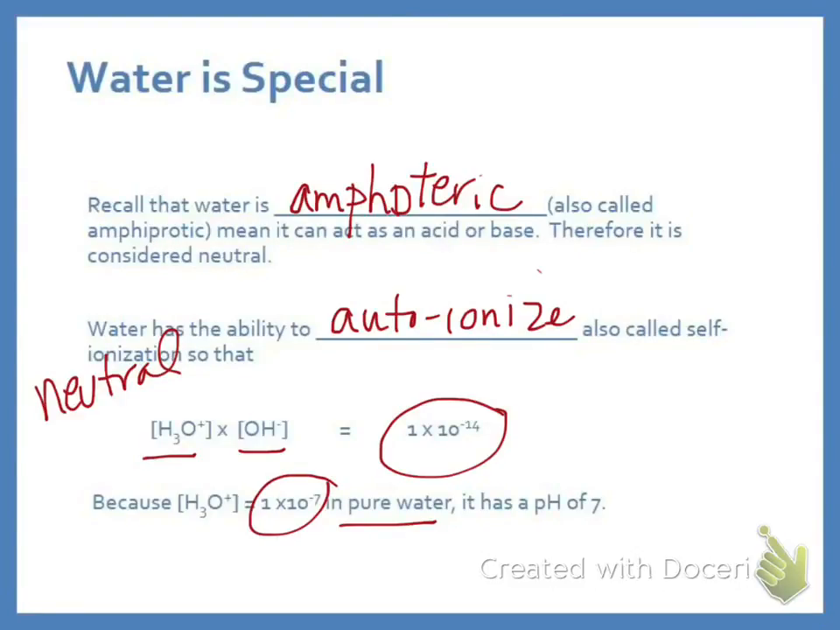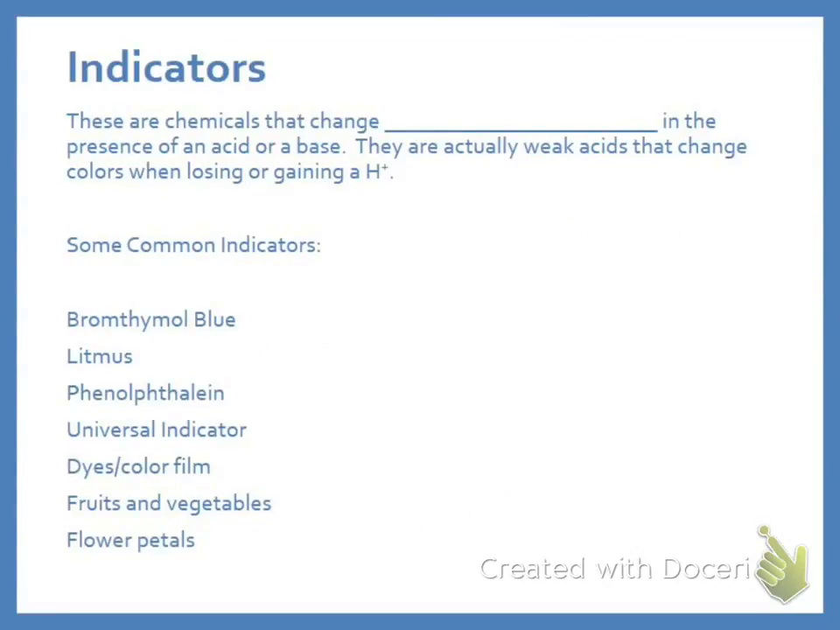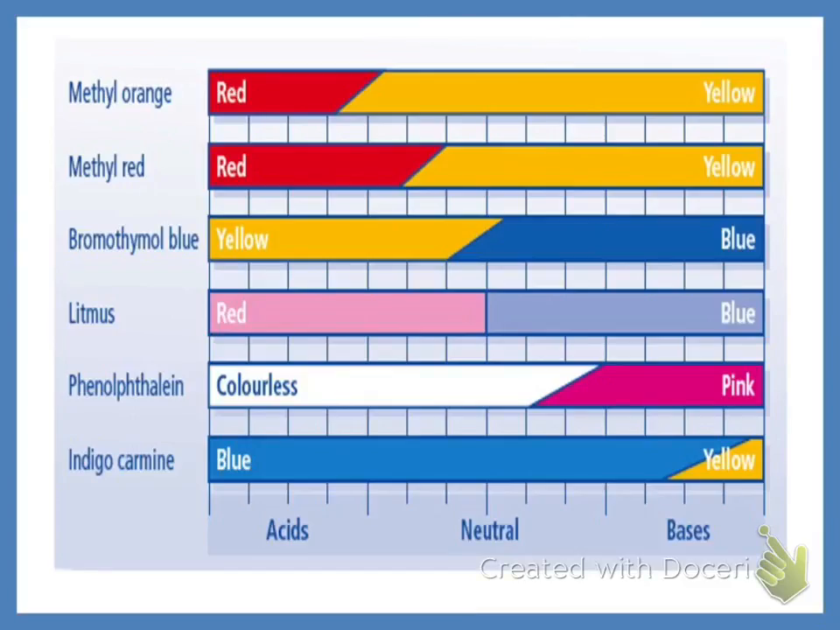Okay? And so that's going to take us to indicators, which we have to talk about before we talk about titrations. Indicators are chemicals that change color either in the presence of an acid or a base. They're actually weak acids that change because they're either gaining or losing that hydrogen when they're a weak acid. These are some common ones. This bromothymol blue is what we're going to use in our titration. It's blue in the presence of an acid, and then it turns yellow in the presence of the base. Some other things are fruits and vegetables and flower petals can also act as indicators. And this is some of those things we're talking about.